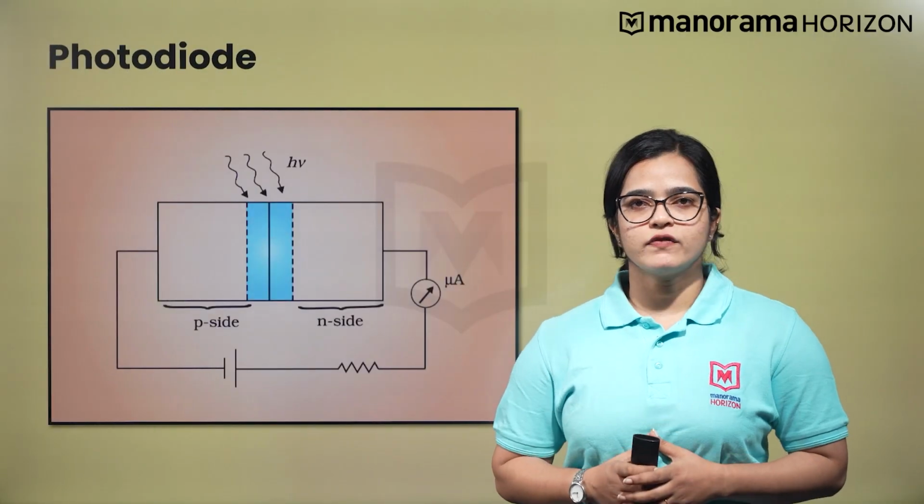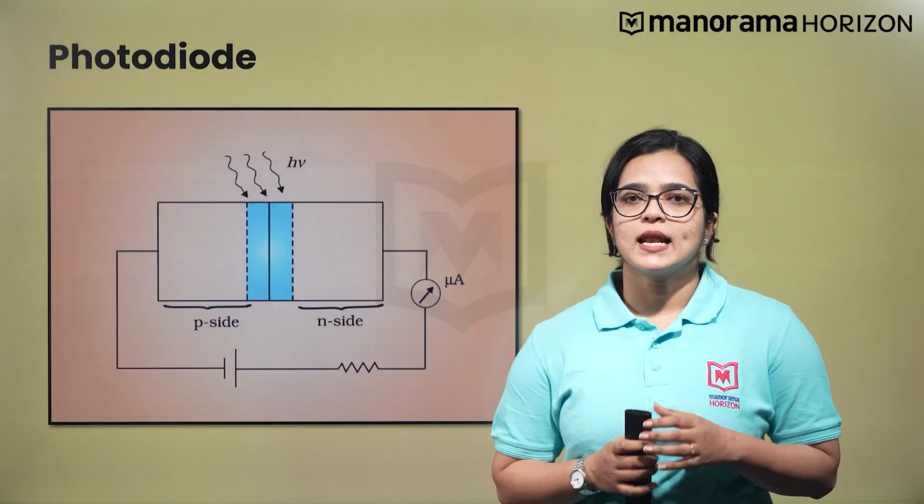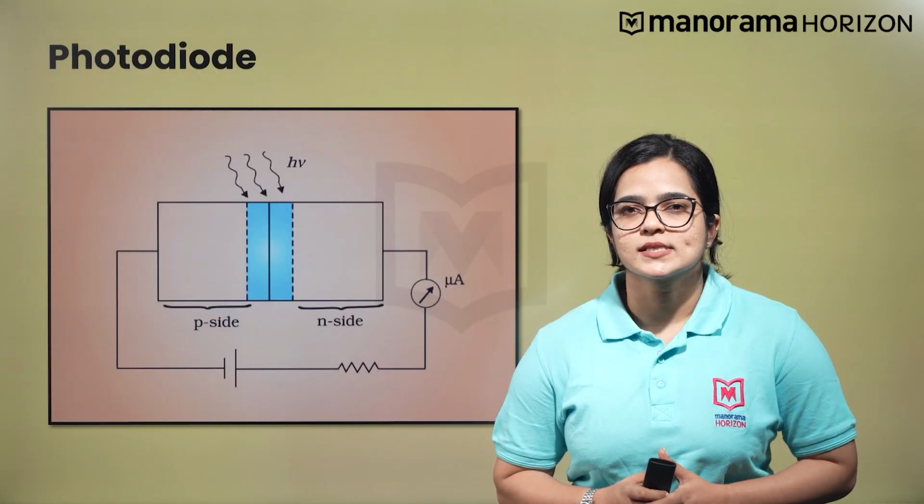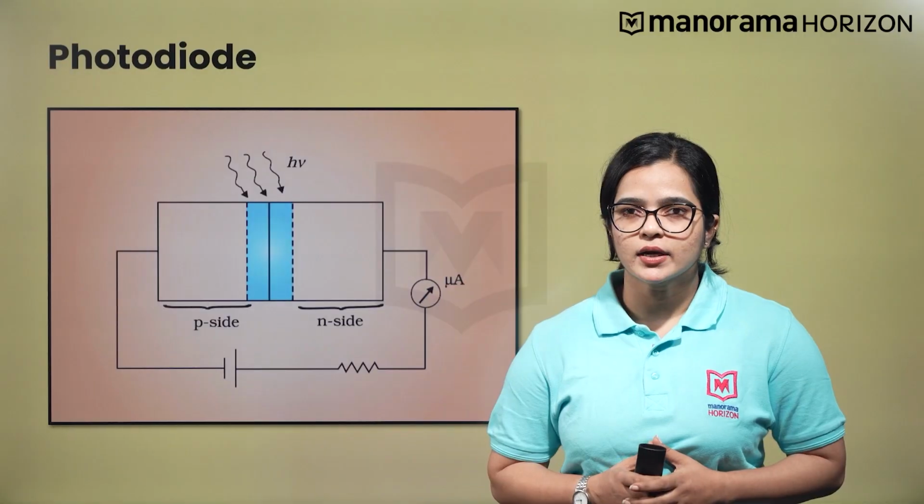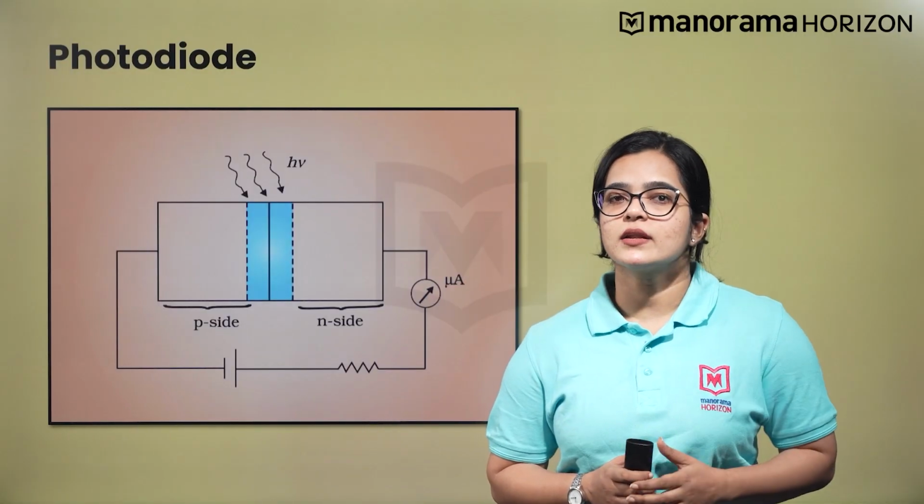Let us discuss photodiodes. Photodiodes are light sensitive semiconductor diodes. It's a special purpose PN junction diode that is fabricated to operate under reverse bias.